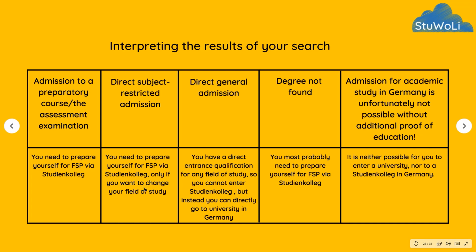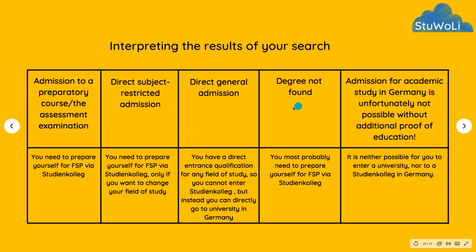If you're not switching track and that what you have done in your home country remains to be that what you want to do in Germany, then you don't need to do Studienkolleg. You can directly go to the university. There are those of you who have direct general admission. Then it means for any course, for any degree in Germany, any direction of studies, you cannot go to Studienkolleg because you are already beyond that level. You need to go directly to the university.